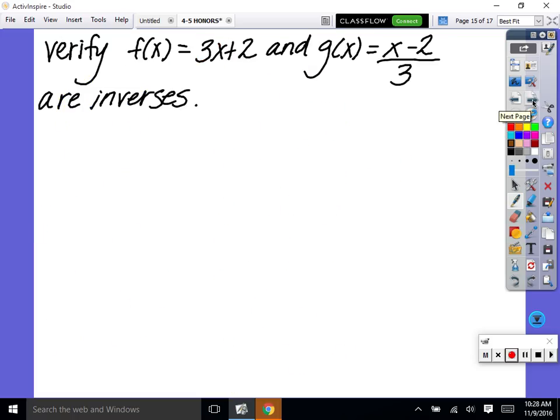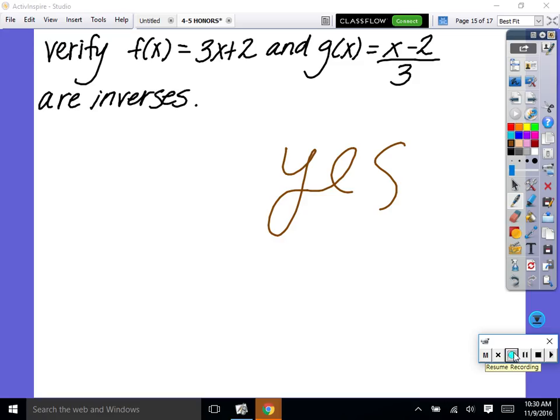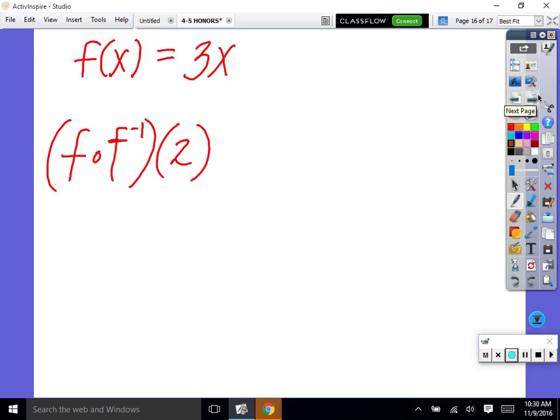Okay, you guys verify that these are inverses. Go. Let's see who's really thinking. Can anyone tell me what the answer is right off the bat? Given f of x is equal to 3x, what's f of f inverse of 2? Way to go, you guys are so fast. How do you know that? Good, we're plugging in. Very good.